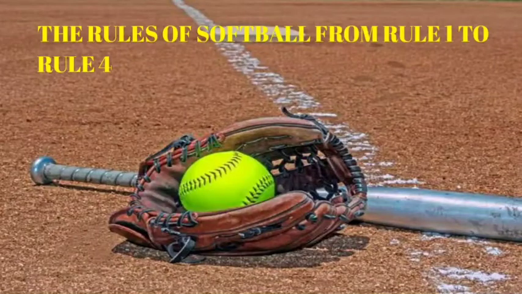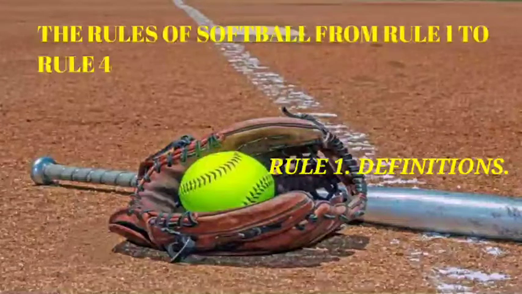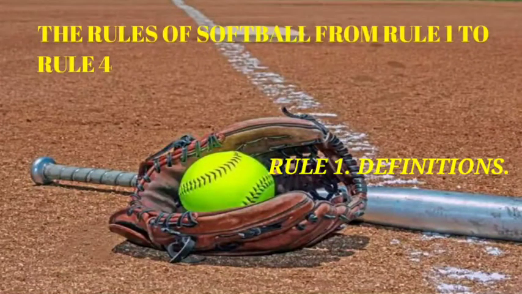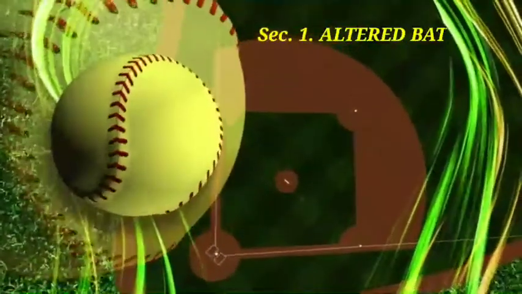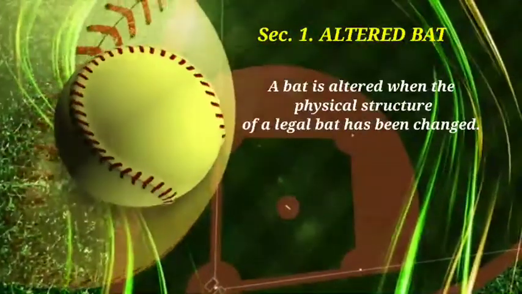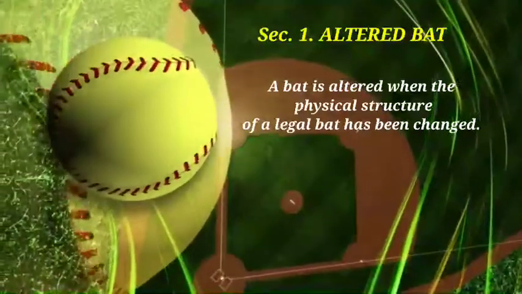The rules of the softball from Rule 1 to Rule 4. Rule 1 Definitions, and it consists of 105 sections. Section 1 Altered bat. A bat is altered when the physical structure of the illegal bat has been changed.